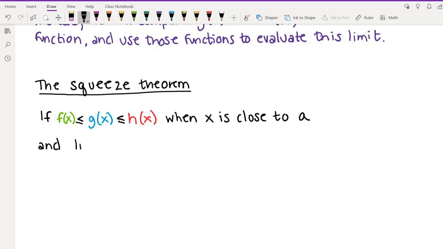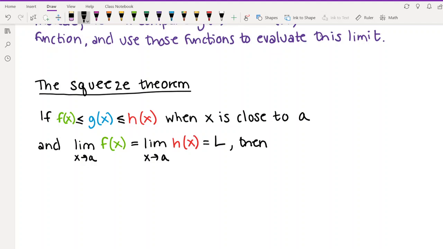the limit as x approaches a of the bottom function is the same as the limit as x approaches a of the top function. So basically, if this top and bottom function agree at the limit, and let's say that that limit is equal to some number L, then you can conclude that the limit as x approaches a of g of x is also equal to L.